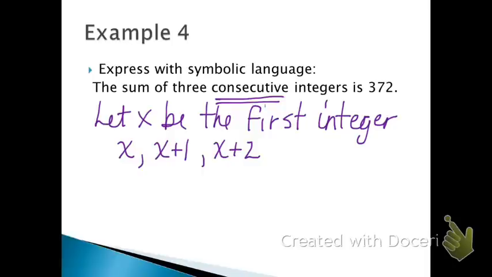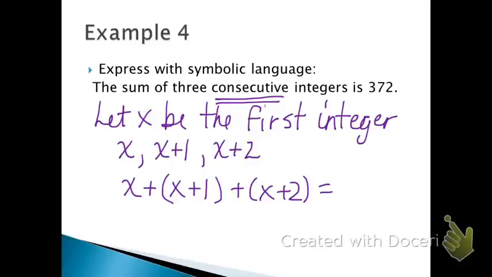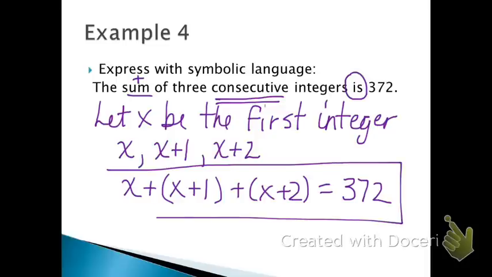So I'm going to add them together. So x plus x plus 1 plus x plus 2 is equal to, there's my "is," 372. The sum, I'm adding, of 3 consecutive integers is 372. Okay, so that's a pretty cool way to do that.